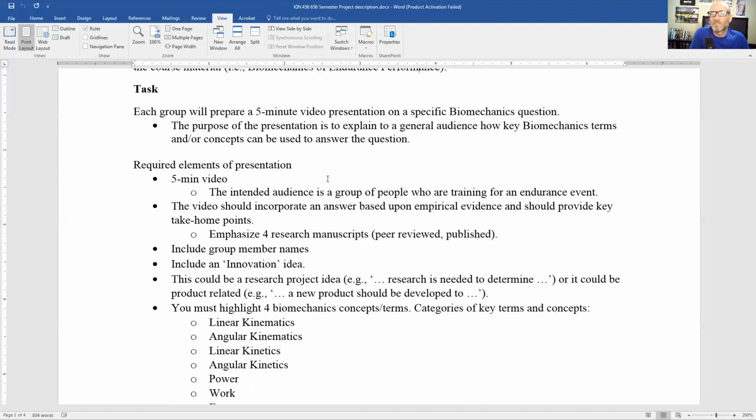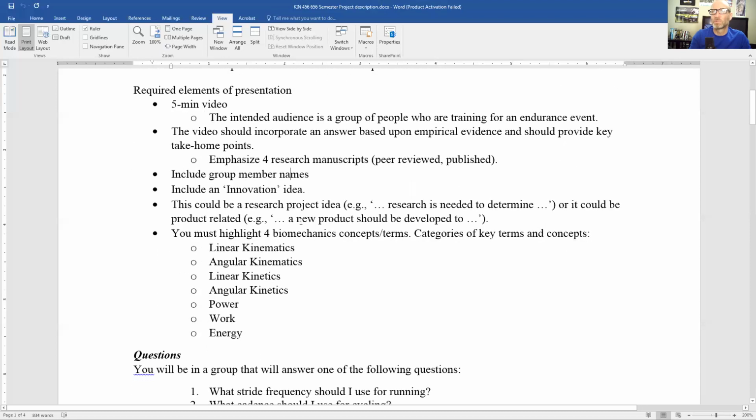You're going to emphasize 4 research manuscripts, and I've got a video lecture on how to select and find the right manuscripts, peer-reviewed, published manuscripts. Your group will have 4 research manuscripts that you're going to emphasize in the presentation. Your presentation is going to include group member names, that way I can make sure that I follow who's in the group.